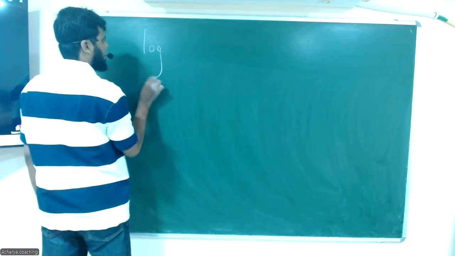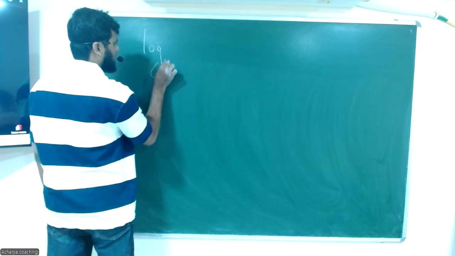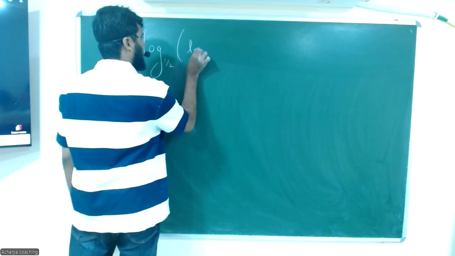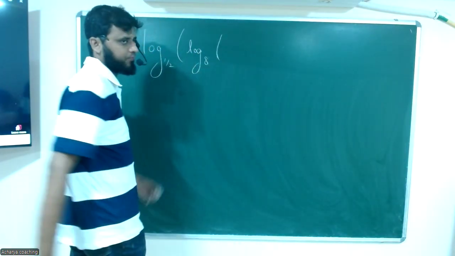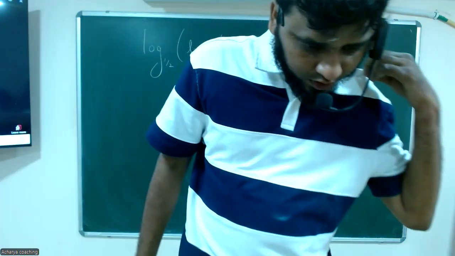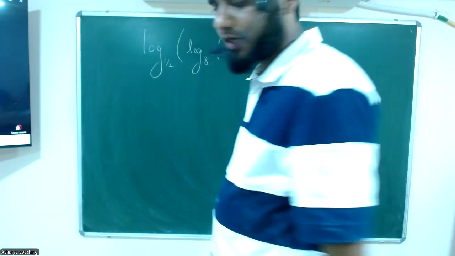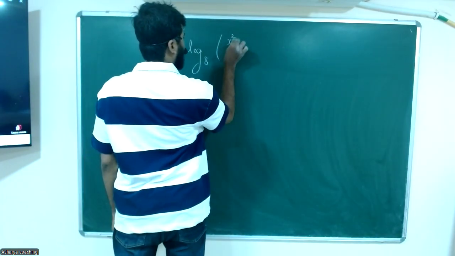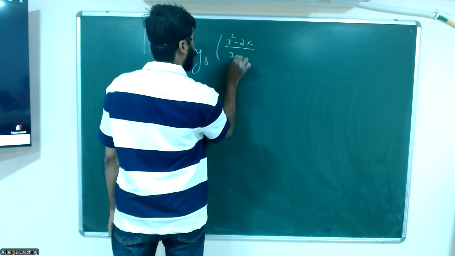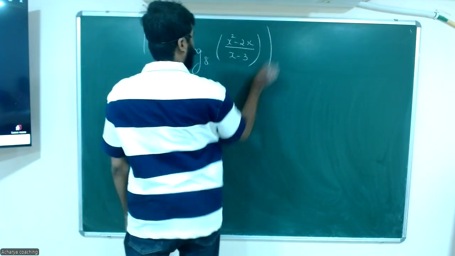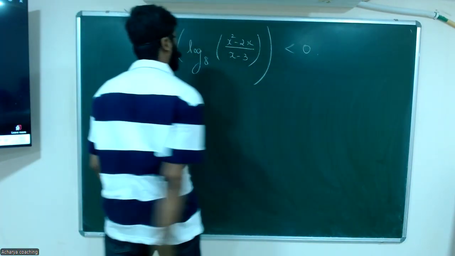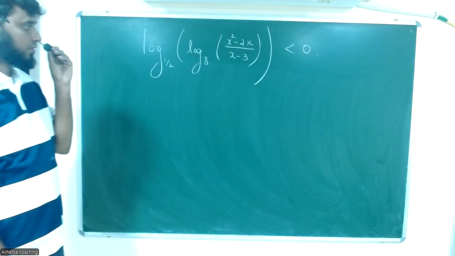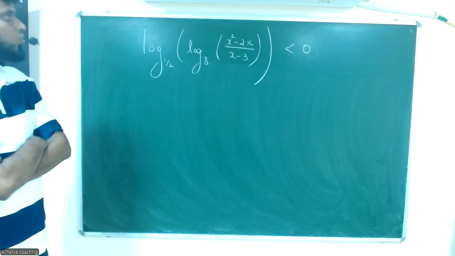So next question, log of 1 by 2, log of 8, x square minus 2x by x minus 3. So we have two logs, okay?